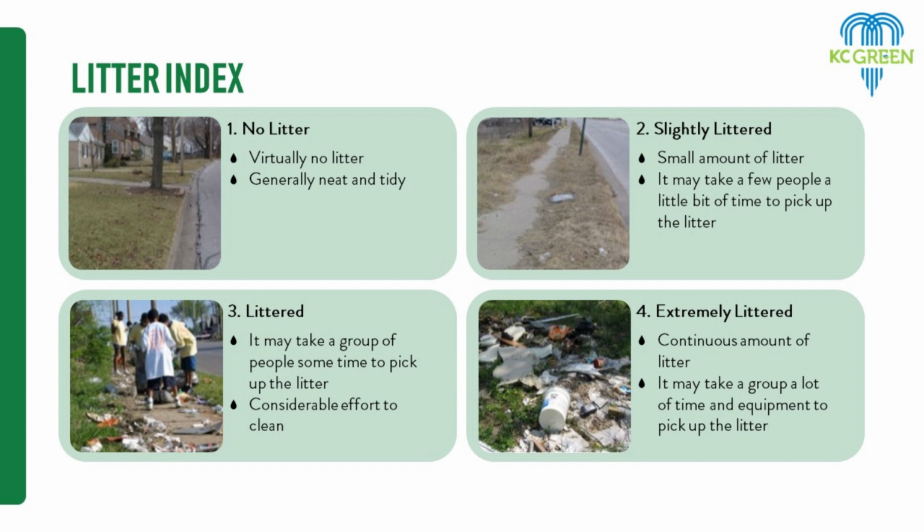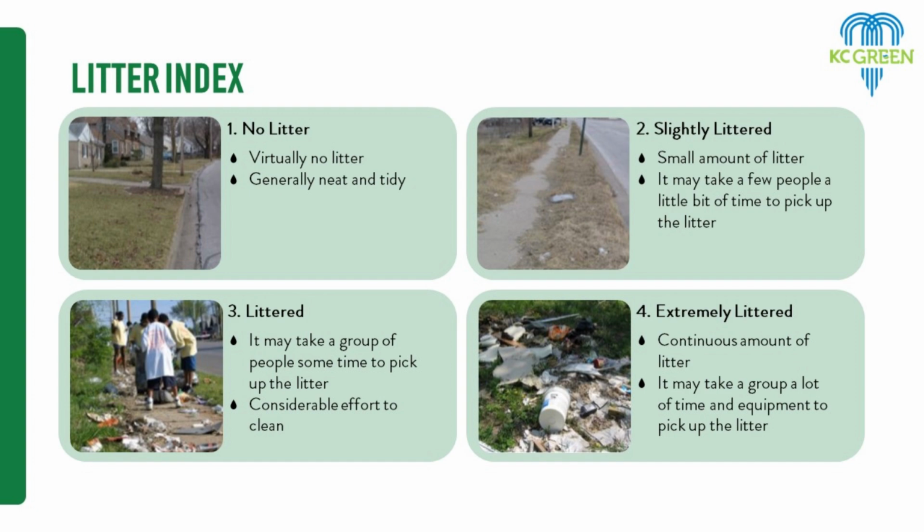There are four different categories: no litter; slightly littered, which may take a few people to pick up; littered, which might take a large group of people; and extremely littered, where you may have to use special equipment. So you give a rating of 1, 2, 3, or 4 on the site. In general, with this program, we're trying to keep everything at a 2 or lower. Once you're done, we should have no litter or slightly littered, and you should be doing it frequently enough that we can maintain it that way. That's the goal we're going for.